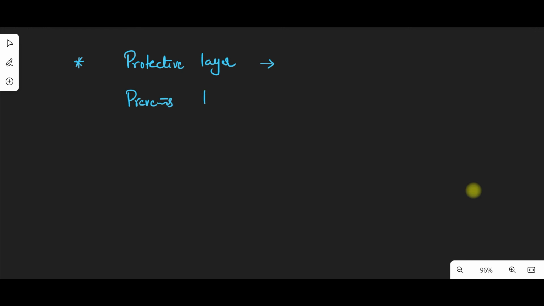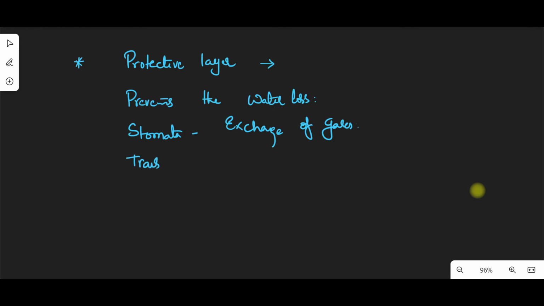Preventing water loss is another important function. It bears stomata, which help in the exchange of gases. Next, it is also involved in transpiration. So, these are the functions of one of the protective tissues, which is epidermis.